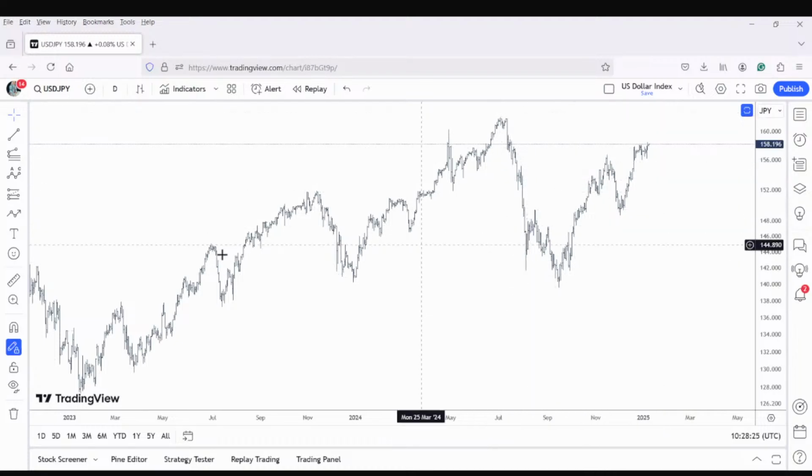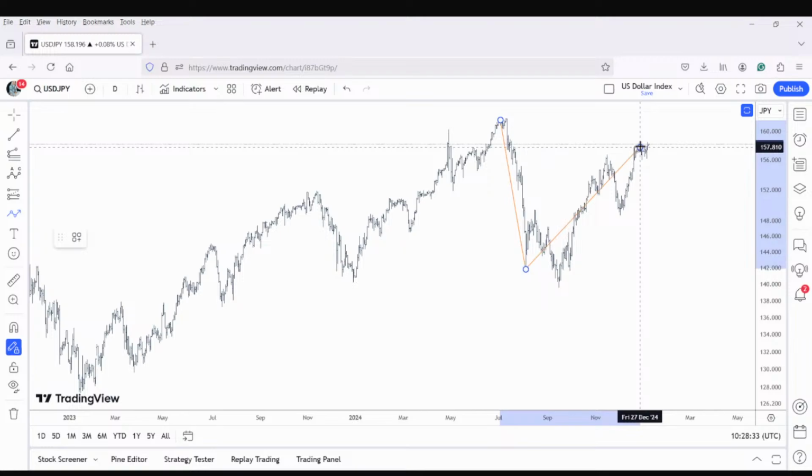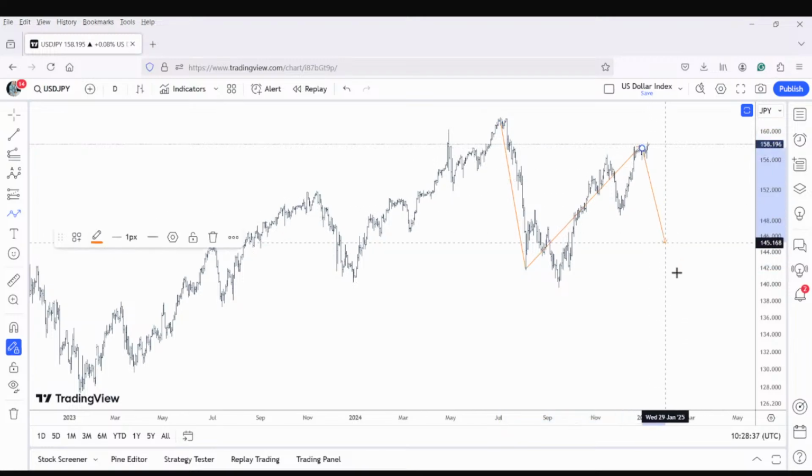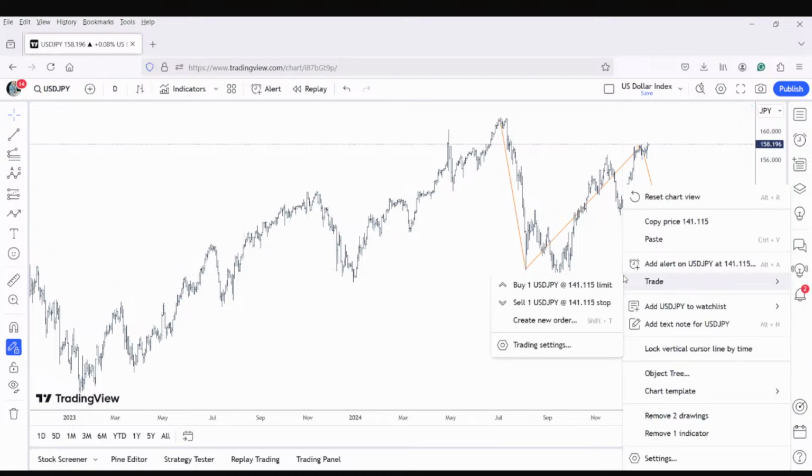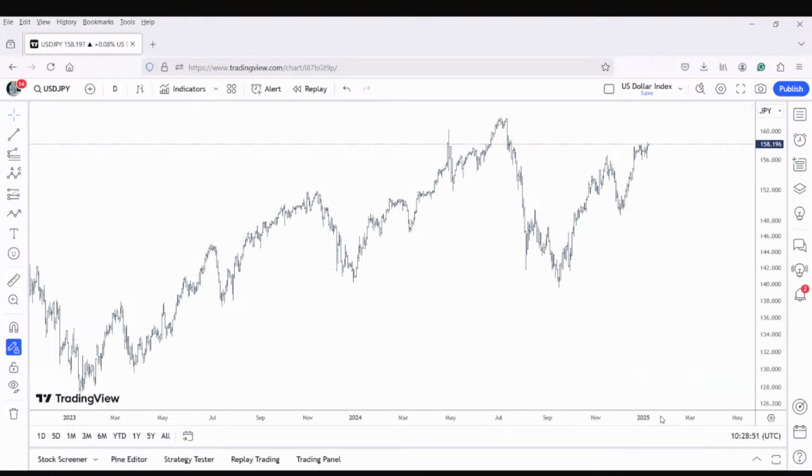So that is the first wave lower impulse, expanded flat, wave 2, and it should be good, wave 3 lower. Right, the stop loss stays about that high, 161, entry around 158.59. It should be good to remain on the short side, positionally.